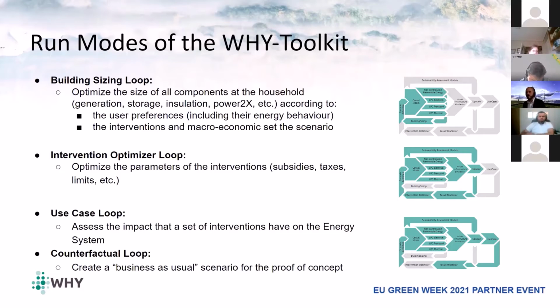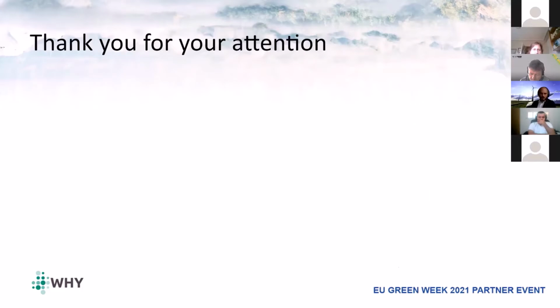And then, in all shortness, the use case loop, where we calculate the different use cases and evaluate the questions that are asked there, and the counterfactual loop, which is basically the calculation of how the energy system would have changed if certain decisions would have been made in the past or would not have been made in the past. So we can create different business-as-usual scenarios here. So that's all in all shortness.